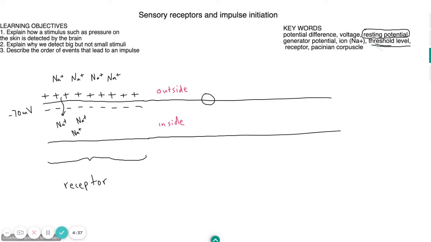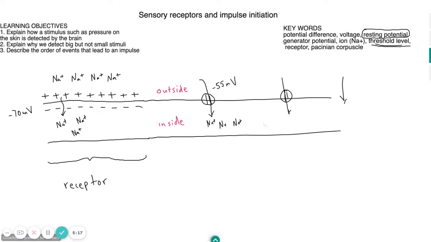That threshold level is important because at minus 55 millivolts, this little protein here, which we call a voltage gated sodium ion channel, can open up and allow more sodium ions to enter. And this process is going to continue on and on until it gets to your brain. And that's how you're detecting these changes.